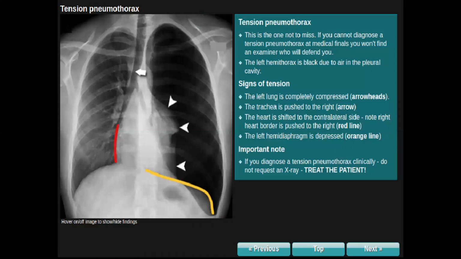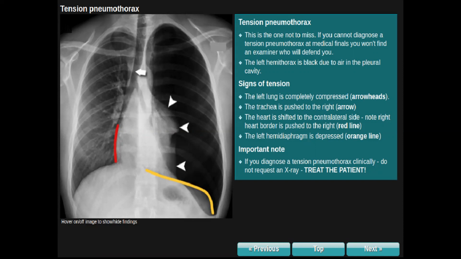So what are the signs of tension? The left lung is completely compressed, as you can see on the arrowheads. Yeah, this is the lung here. The trachea is pushed to the right. Hope you can notice that. The heart is shifted to the contralateral side. You're able to see that as well. And the left hemidiaphragm is depressed. Are you able to see here? Yes.